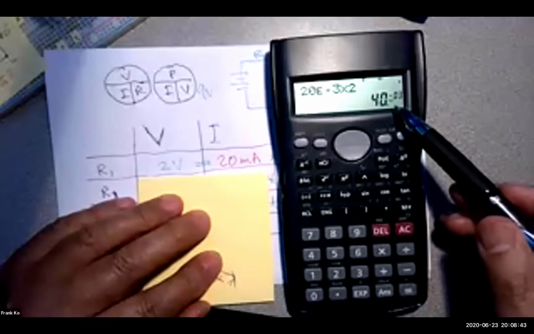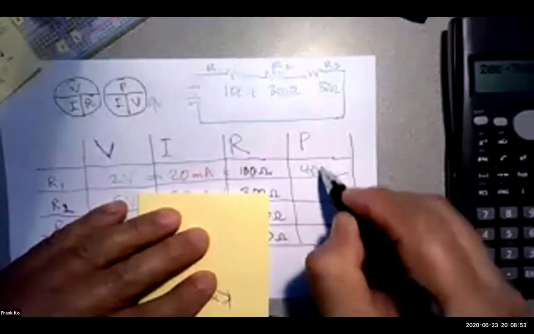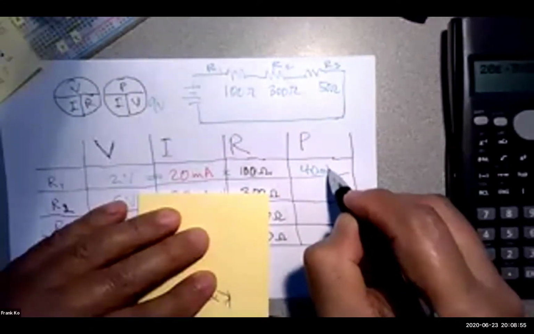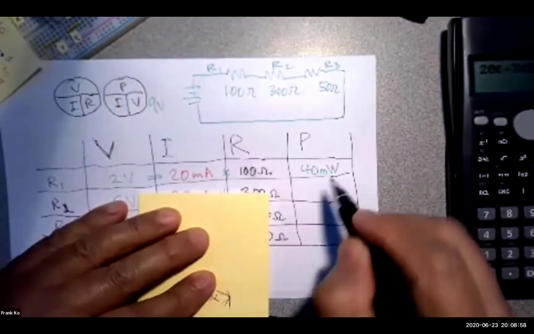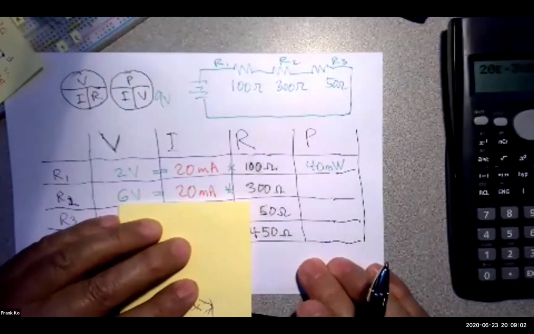Power is measured in what units, my friends? Watts. So this would be written as 40 milli with a capital W, lowercase m, capital W. That's 40 milliwatts. We're going to do the next one.